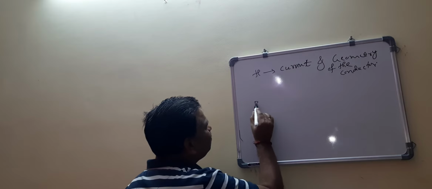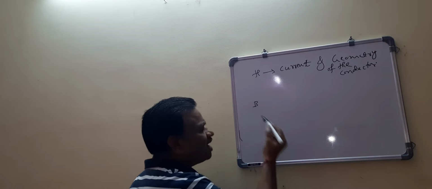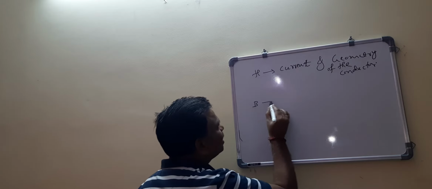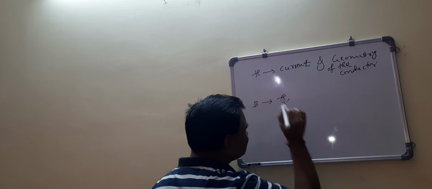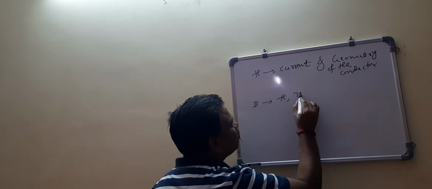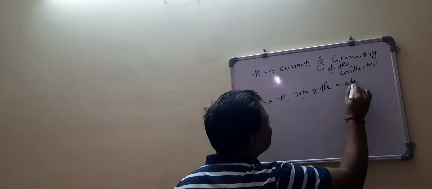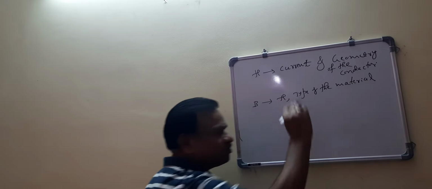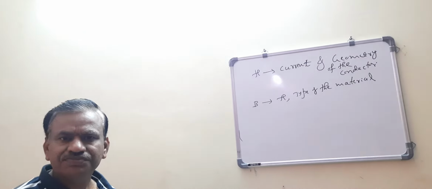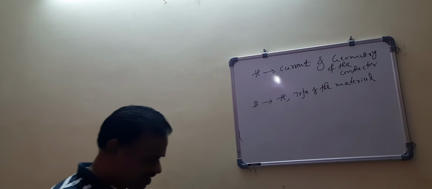Whereas B is called magnetic induction. I told you it depends upon H, and also it depends upon the type of the material, not type of conductor. What it means, I'll tell you now.